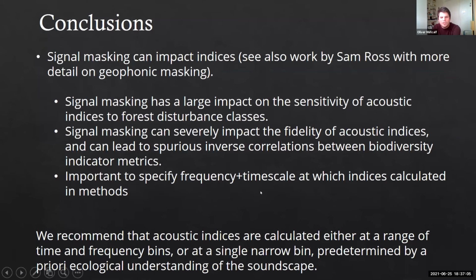And finally, we recommend that acoustic indices are calculated at either a range of time and frequency bins or at a single narrow bin predetermined by a priori ecological understanding of the soundscape. So just applying ecological a priori knowledge, if you're trying to correlate it with birds, then you know roughly the frequency width bins that birds are calling in. For instance, the bioacoustic index was originally intended to only cover the frequency bins that birds call in, but that was in Hawaii. Those frequency bins were determined there, so that probably needs local variation. Then that's a really good thing to apply.